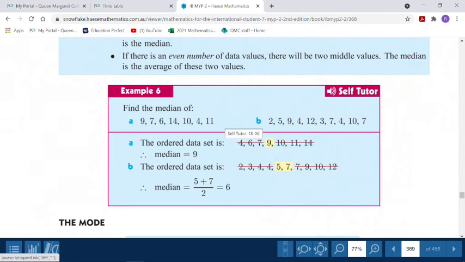Now, the second one, they put them in order, and there's not one number in the middle, but 2. So they just added the 2 together, divided by 2, and you get 6 as your median. So in other words, it's the mean of the 2 numbers in the middle.